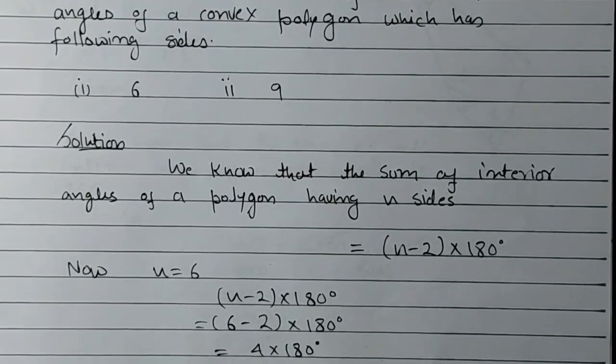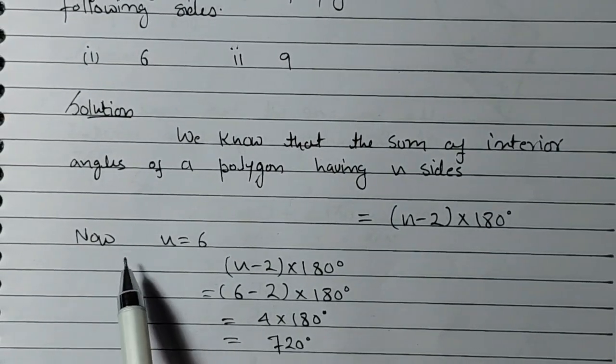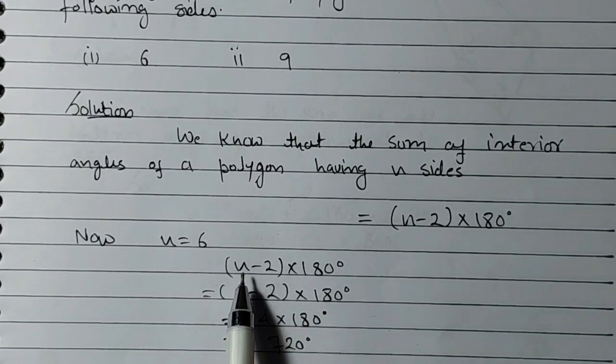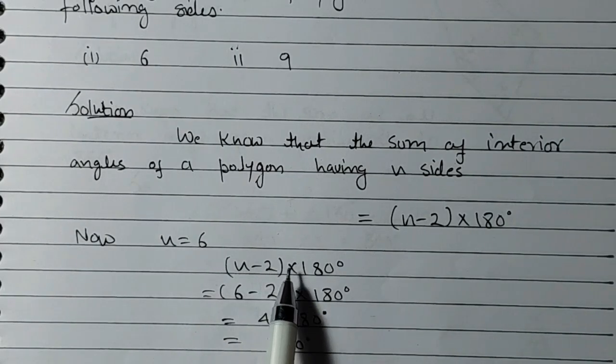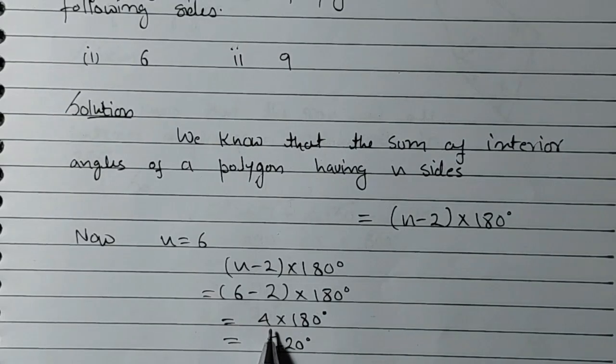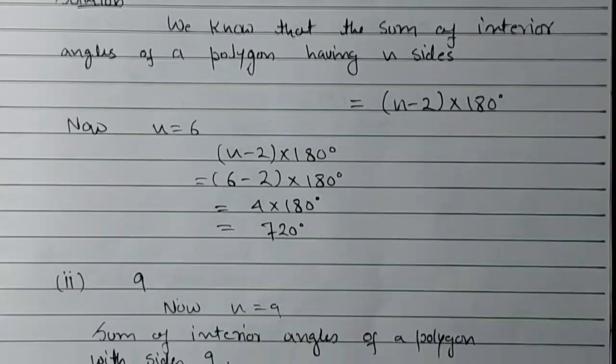So now n is equal to 6. It is given. We write it is (n minus 2) into 180 degree. This is the formula. Value of n is 6, so (6 minus 2) into 180 degree. So it is 4 into 180 degree, which is equal to 720 degree.